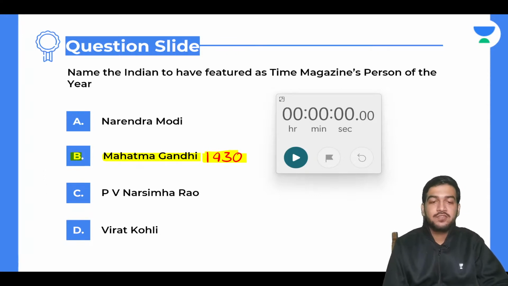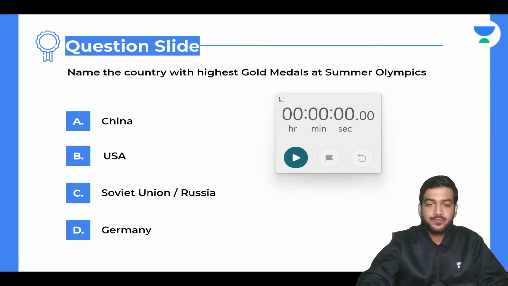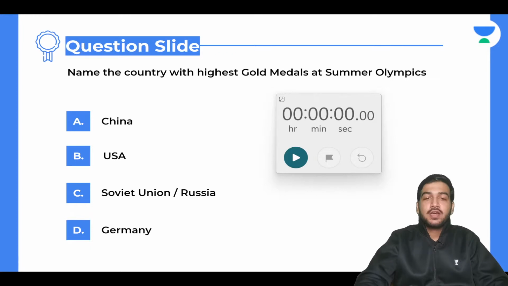In 1930, Mahatma Gandhi featured as the Time magazine's Person of the Year. This is just prior to the civil disobedience movement and after the non-cooperation. This is when he was doing on a daily basis the work for the upliftment of the Harijans or Dalits of India. Now name the country with the highest gold medals at Summer Olympics.